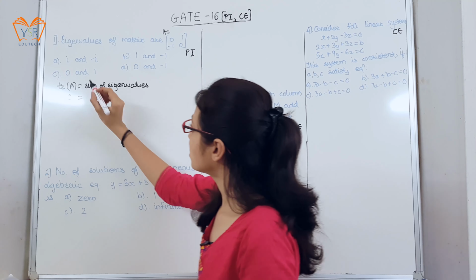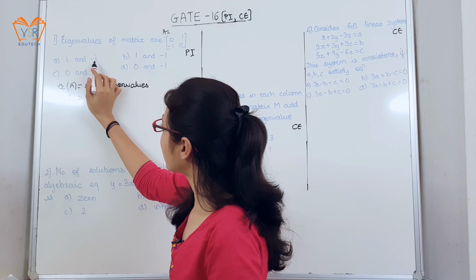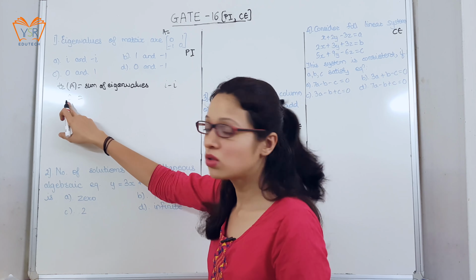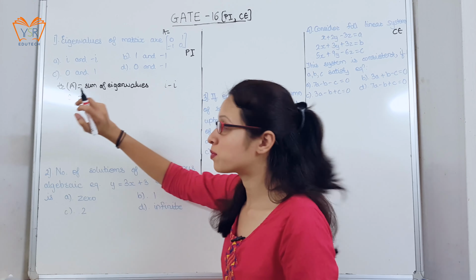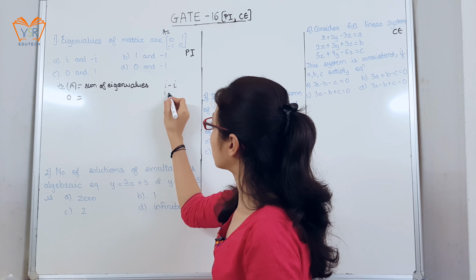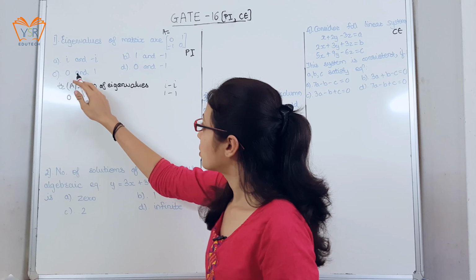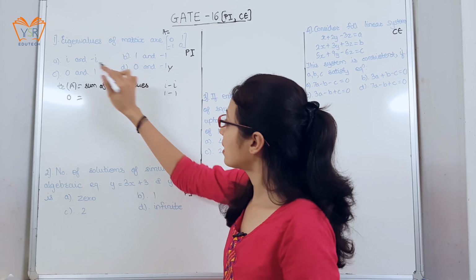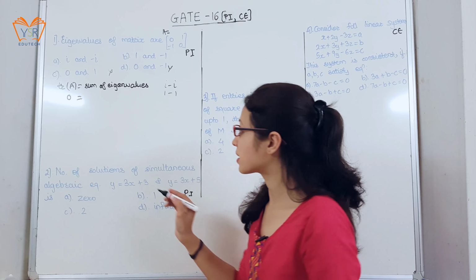Now look at the options. The first, i and minus i. If we add these, the result is equal to 0, so this is a valid option. Second, 1 and minus 1. Again this is valid. The rest two options are invalid. Now out of A and B, we'll see which one is correct.